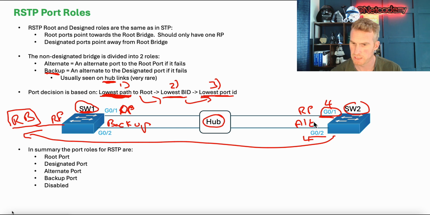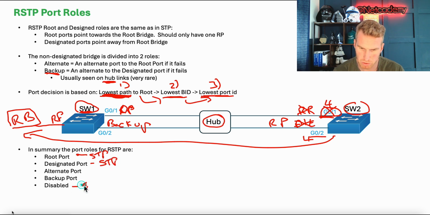So now this would become the root port, and this would become the alternate port. And thus, if gig01 fails and this just moves into a completely discarding state, this would then transition into the root port as well. But in summary, in the STP world, we had the root port, we had the designated port, and you also had the disabled port, which is basically where an interface isn't configured to take part in STP.